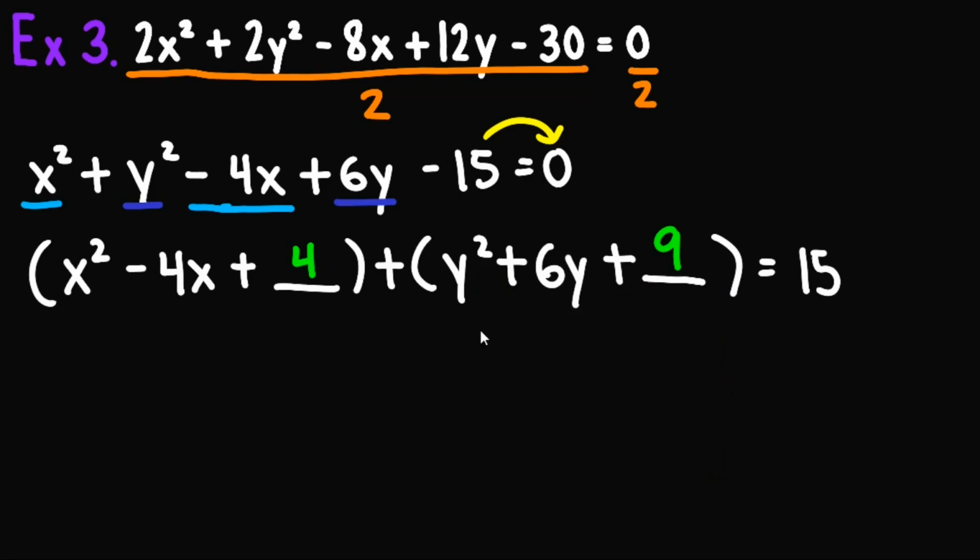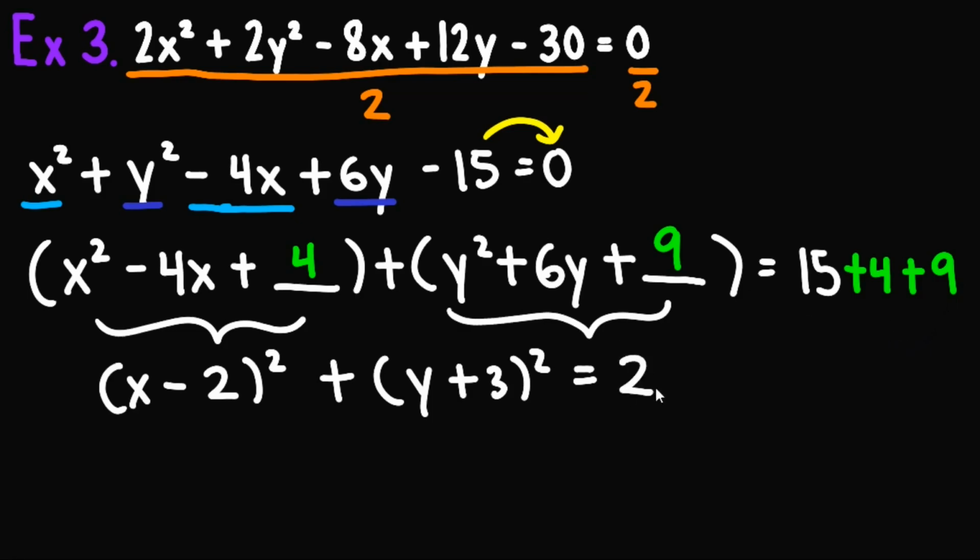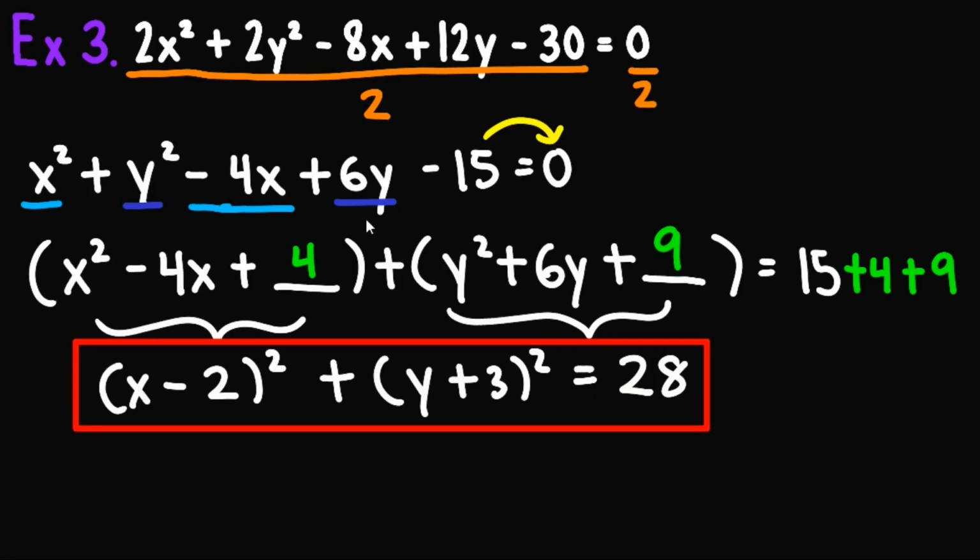So we now have this one here. But since we add 4 and we add 9 on the left side, we do the same for the right side of the equation. So this one, by perfect square trinomial, is equal to x minus 2 squared, while this one is equal to y plus 3 squared. This is equal to 15 plus 4 plus 9, which is 28. So this here is the center-radius form of this circle.